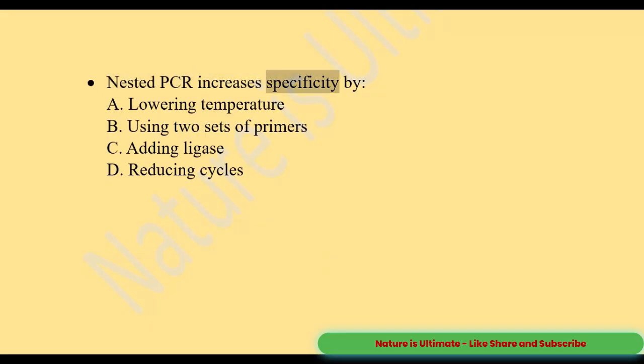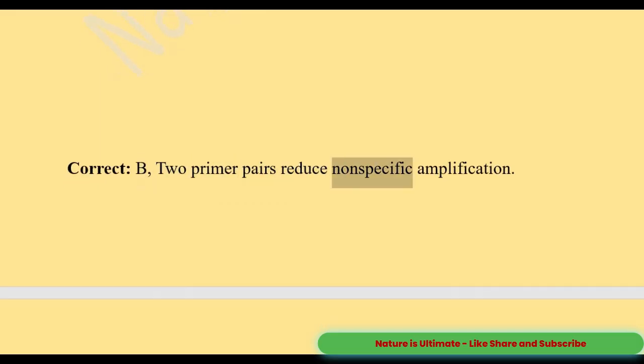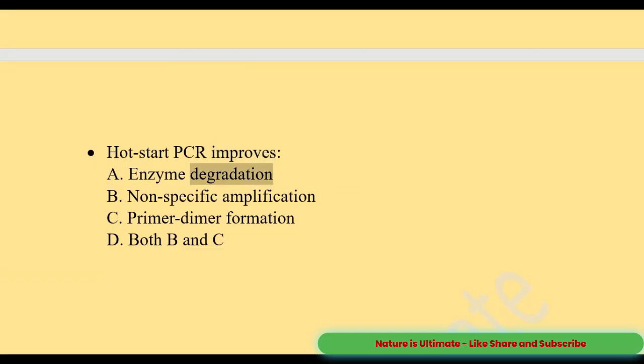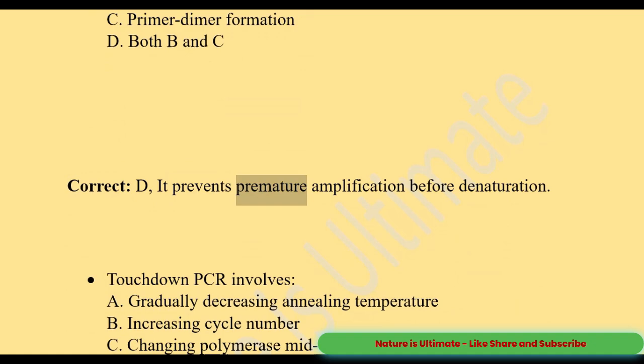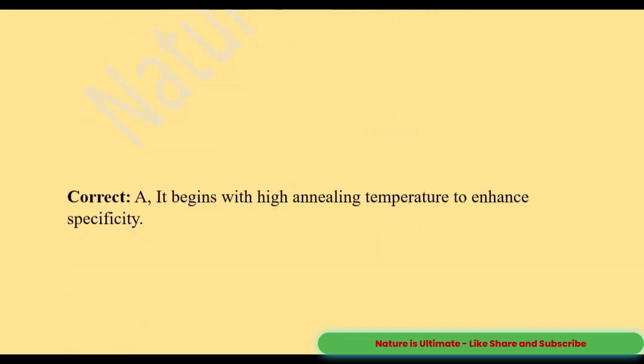Nested PCR increases specificity by A. Lowering temperature, B. Using 2 sets of primers, C. Adding ligase, D. Reducing cycles. Correct. B. 2 primer pairs reduce nonspecific amplification. Hot start PCR improves A. Enzyme degradation, B. Nonspecific amplification, C. Primer dimer formation, D. Both B and C. Correct. D. It prevents premature amplification before denaturation. Touchdown PCR involves A. Gradually decreasing annealing temperature, B. Increasing cycle number, C. Changing polymerase mid-cycle, D. Extending reaction time. Correct. A.